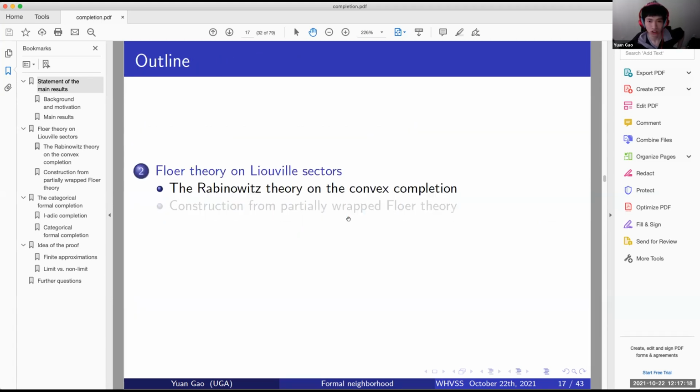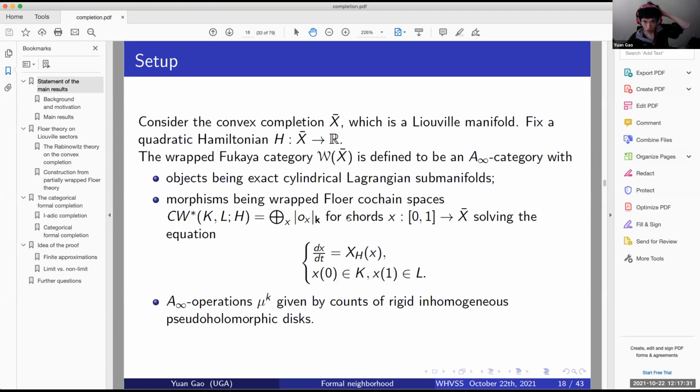Okay, so the second part is a brief review of the Liouville Floer theory on the convex completion, based on which I'll tell you what the definition of the NC is. It's a very simple setup. We'll choose to work with a quadratic Hamiltonian. Probably it's not the most advanced approach, but it's convenient for construction. So we're going to define the graph of X bar by choosing a positive quadratic Hamiltonian, and the wrapped Floer cochain space is generated by those chords from K to L, and the A-infinity operations are given by counting rigid inhomogeneous pseudo-holomorphic disks.